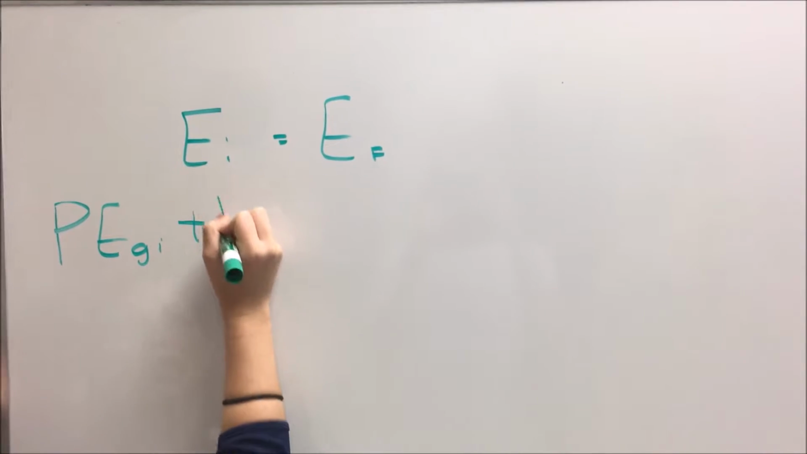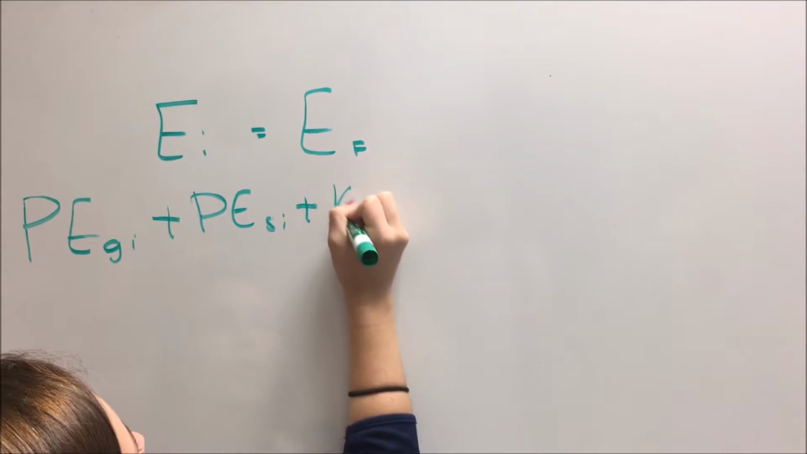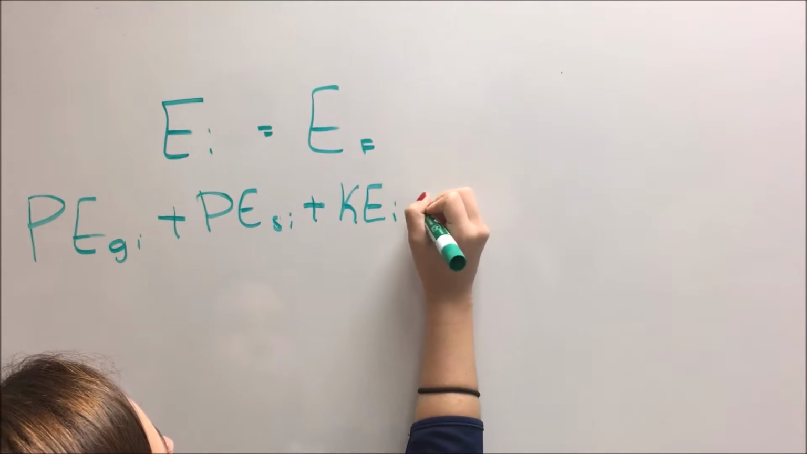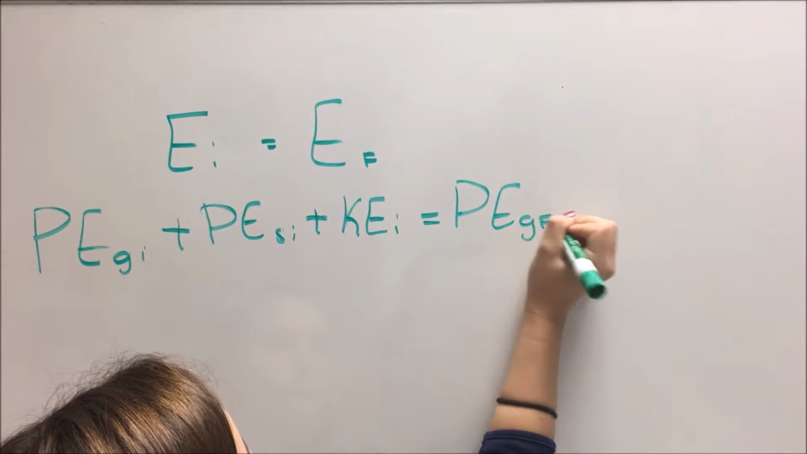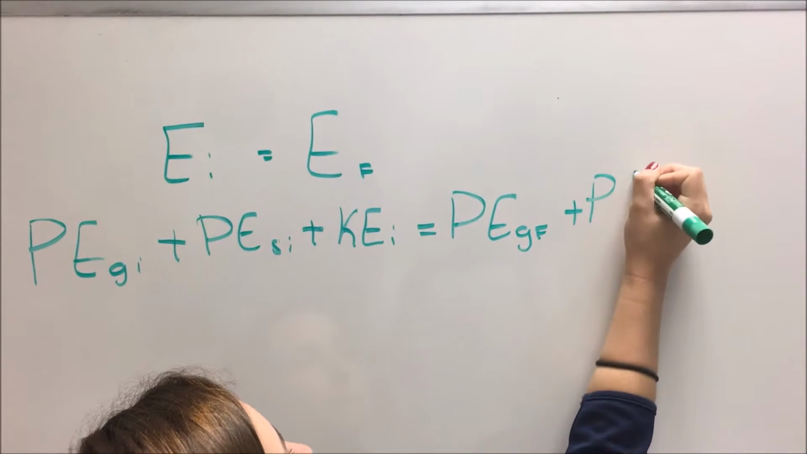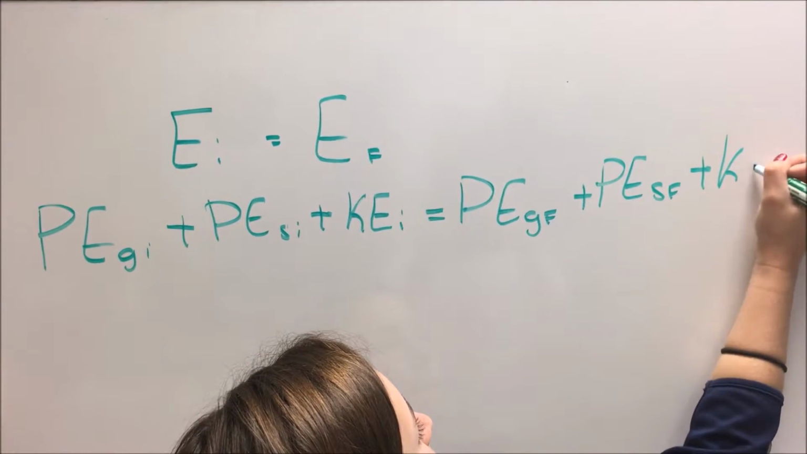You then would write out each kind of energy you have initially and each kind of energy you have at the end. This would be potential energy due to springs at the beginning, potential energy due to gravity at the beginning, and kinetic energy, equaling potential energy due to gravity at the end, potential energy due to the springs at the end, and kinetic energy at the end.